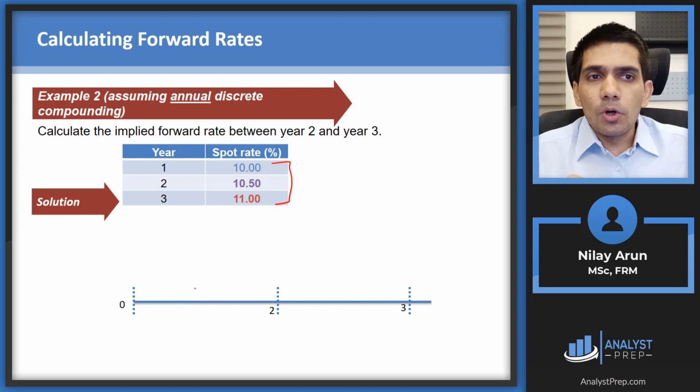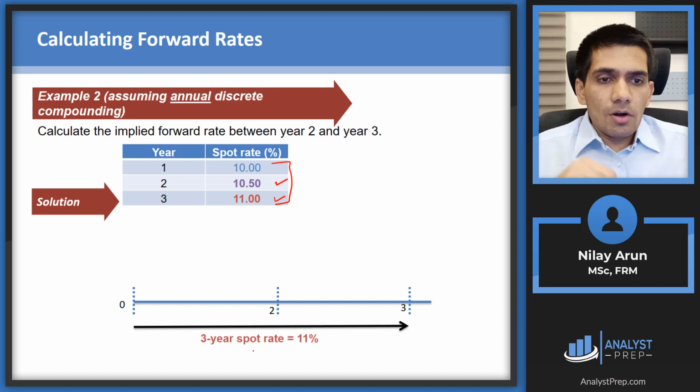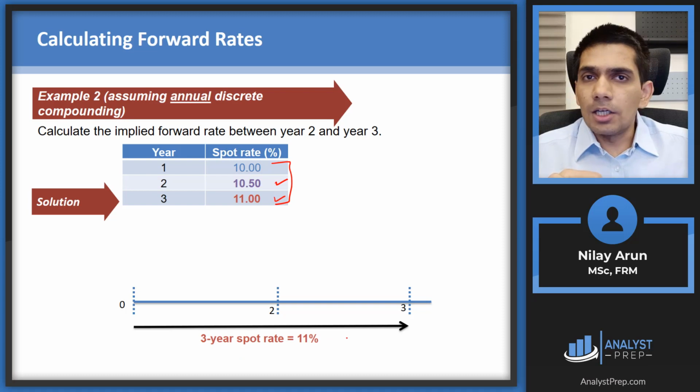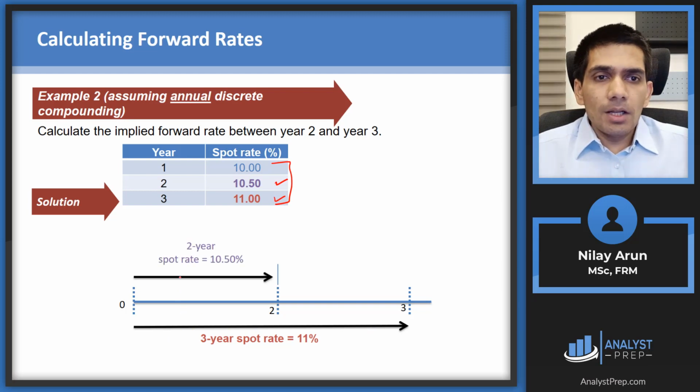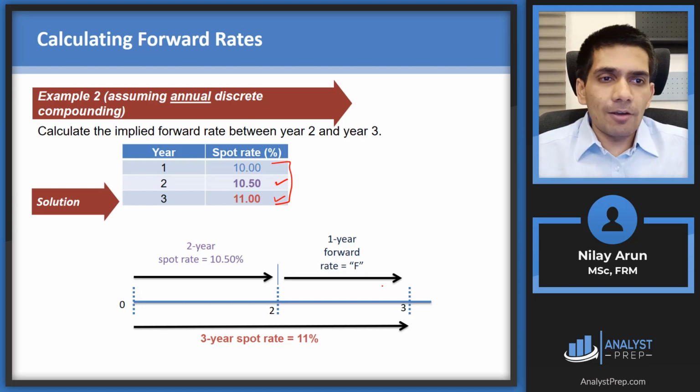I don't need to put 10% anywhere on this timeline. The only rates which matter to us are the 10.5 and 11, which is the year 2 and year 3 spot rate. So for the 3 year spot rate, just like what we did in the previous question, we take it to 11%, which has been given to us in the question. So that is on the lower route. Similarly, on the upper route for 2 years, it is 10.5%. And the next one is an unknown rate, which is F.